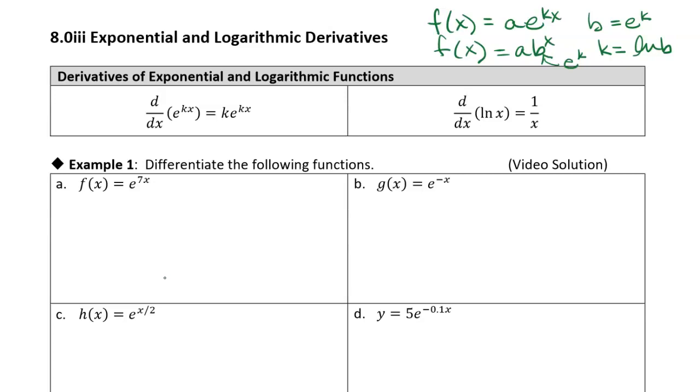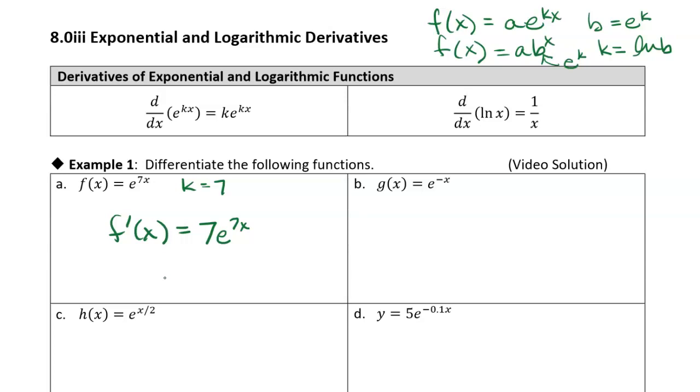So this first function is e to the 7x. Here our k is equal to 7. It's an exponential function because the variable is in the exponent. So be careful, like I said before, don't get it mixed up with the power function. The derivative of this function: we just bring down that 7, not the 7x, just the 7, and then we leave the e to the 7x. You don't subtract 1 or anything like that. So read that carefully. We just bring down the k, and then we leave the e to the kx.